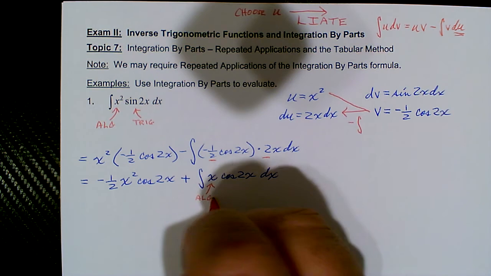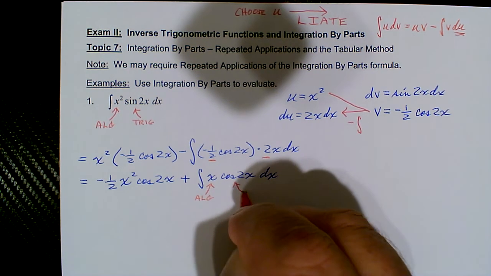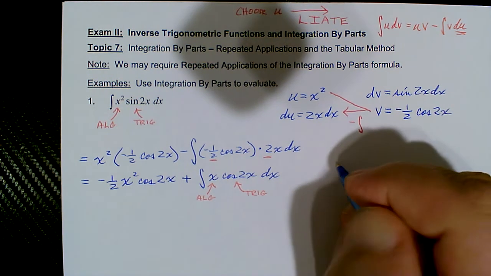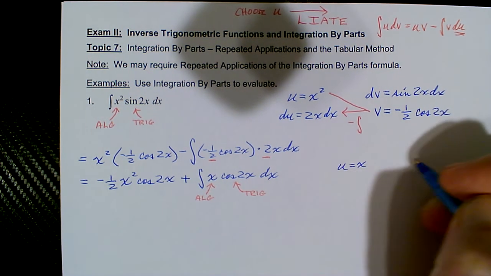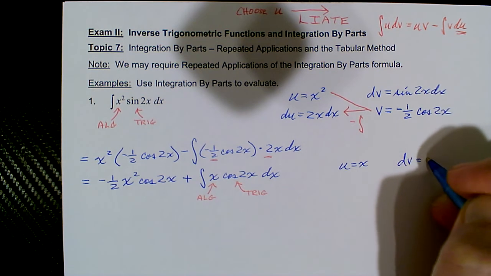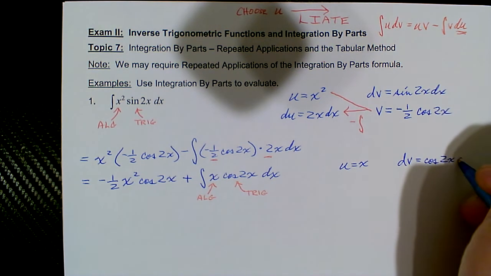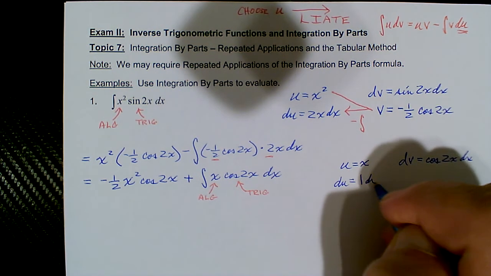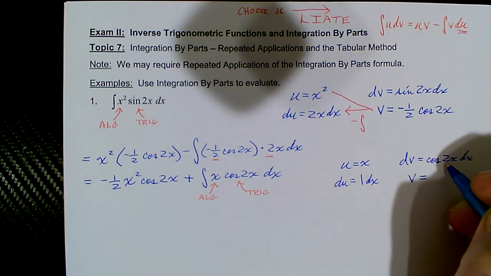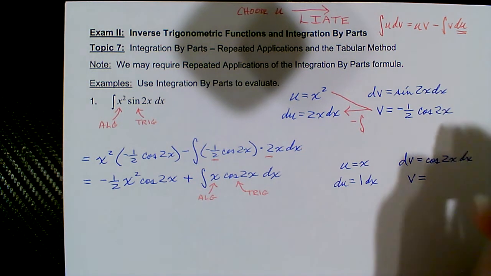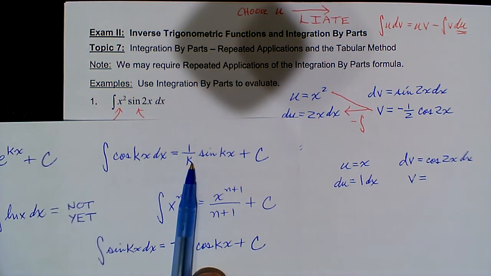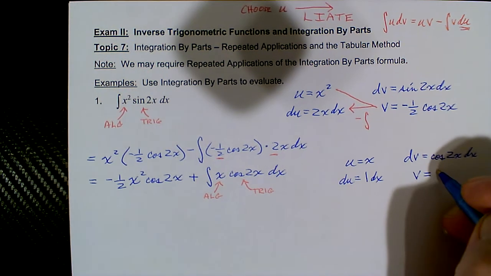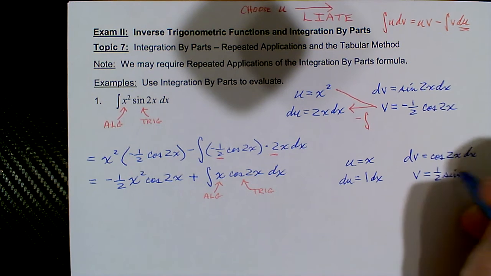And you could be consistent with the classification and our choice of u, according to LIATE, would again be the algebraic x. dv now is cosine 2x, and the differential dx always associated with that. Our du is now 1 dx, and our v integrating cosine. So again, that's the cosine of kx formula. I'll just flash it real quick. There it is again. 1 over 2 times the sine of 2x.